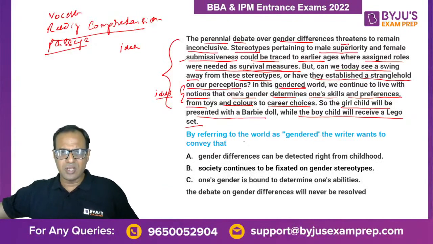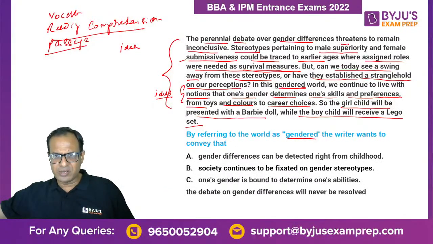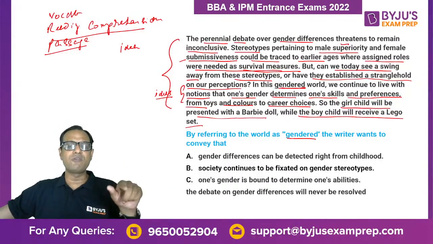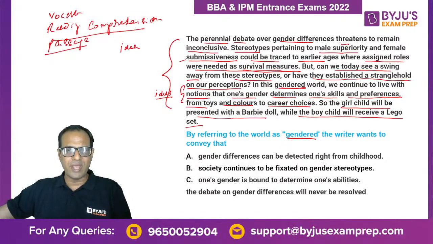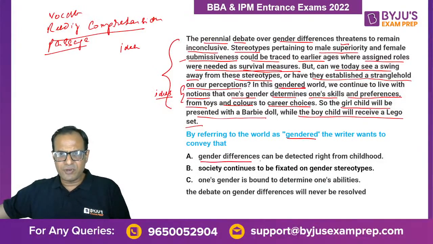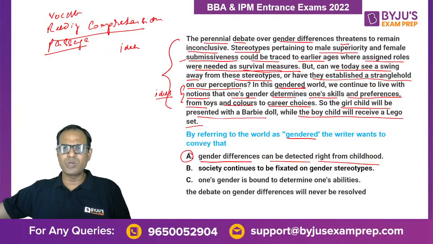Now the question is, by referring to the word gendered, the writer wants to convey that. What does the writer want to convey? A says, gender differences can be detected right from childhood. Can this be figured out from this word?